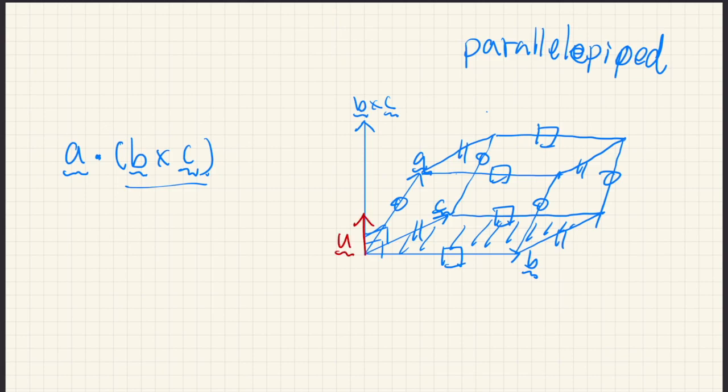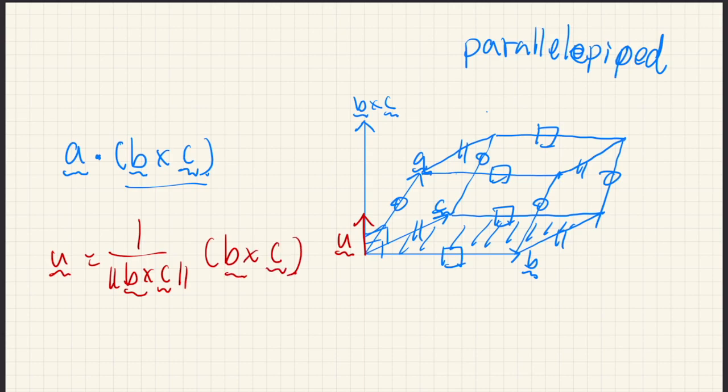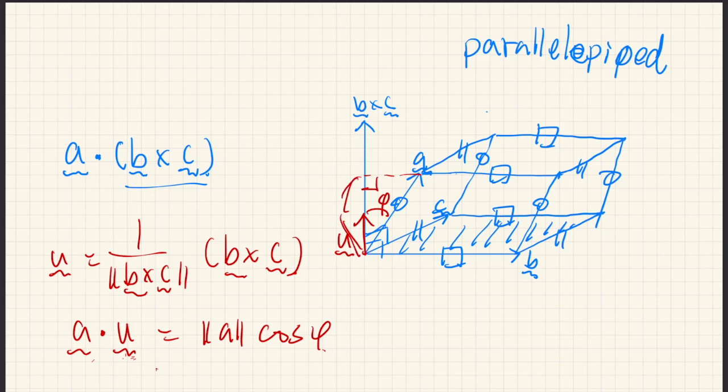Anyway, let's define a unit vector along B cross C. Let's call it U. So U can be, for example, defined as this. Then consider the dot product, A dot U. That is equal to this length. Let's say the angle between A and B cross C is phi, then this is equal to A norm cosine phi, because U is a unit vector, so its length is 1. So this length is the dot product.